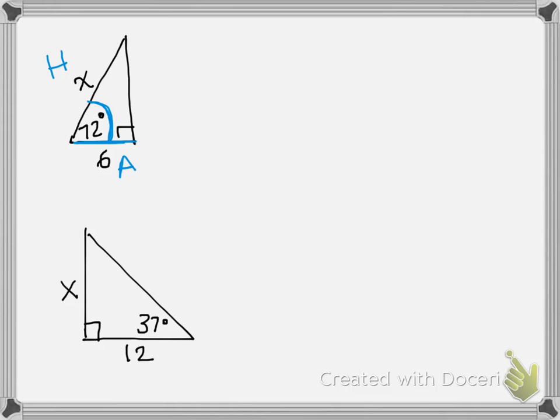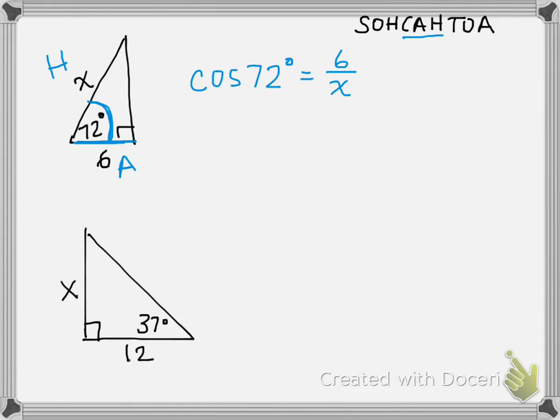So in order to find out which trig function we use, you can always write SOHCAHTOA on your paper just to make sure that you're keeping up with which trig function you're using. Well, so we have adjacent and hypotenuse, so we're going to use cosine. So cosine of 72 degrees is going to be 6 over x.